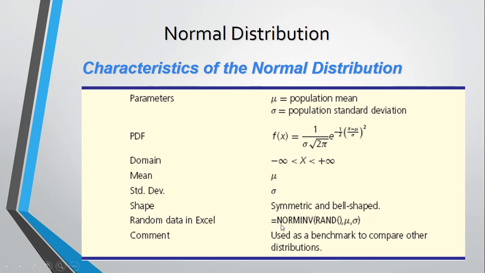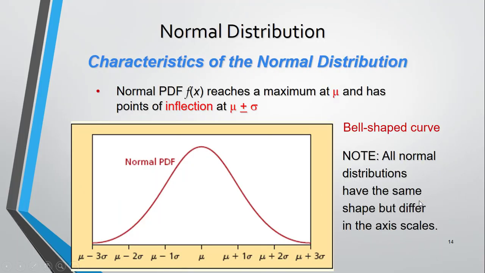This is the random data in Excel. You can use this to get that. It is used as a benchmark to compare other distributions. Very widely used. Okay. The characteristic of the normal distribution.